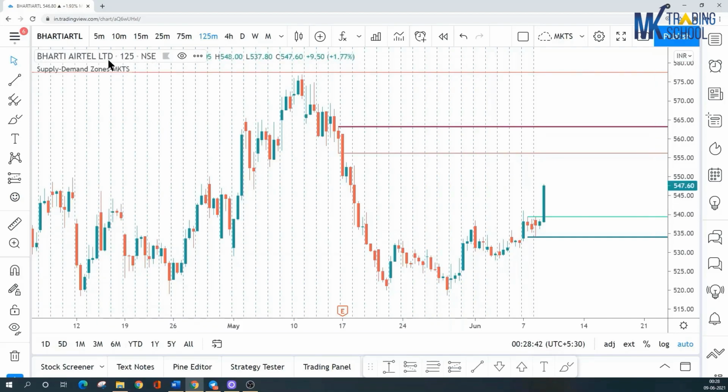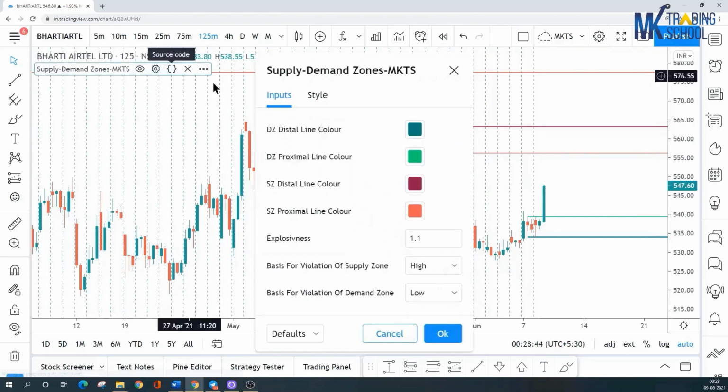Let's have a look at the settings. Over here a user can change the distal line and the proximal line color. Here I have kept the proximal line as light green, the distal line for demand as dark green, and here red, and I would say a maroon color for a distal line of supply zone.